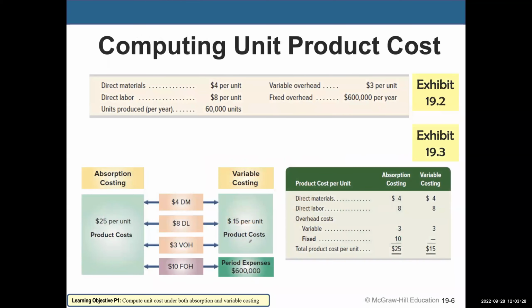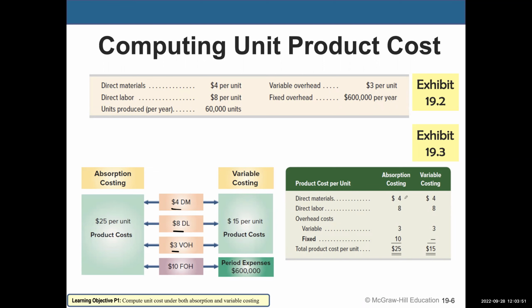So let's look at calculating our product cost under each method. First things first, let's look at what's the same. They tell us $4 of material, $8 of labor, and $3 of overhead. These are our variable items, and we know that they are product costs under each method.